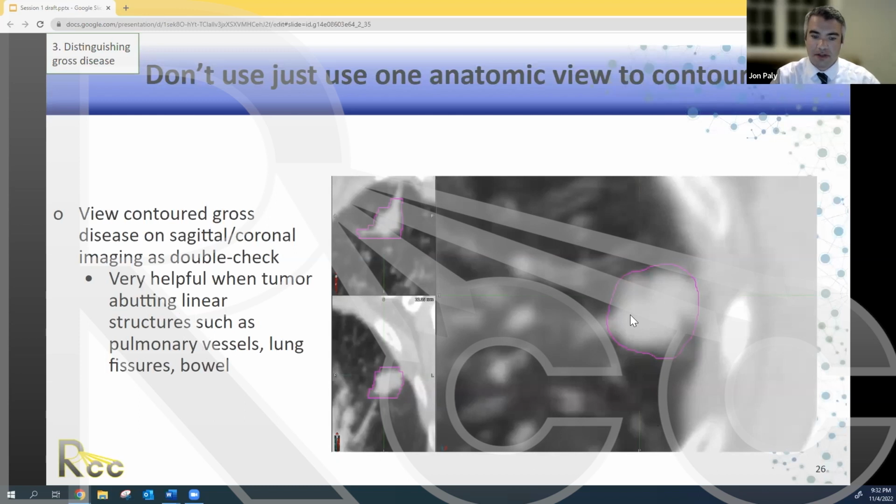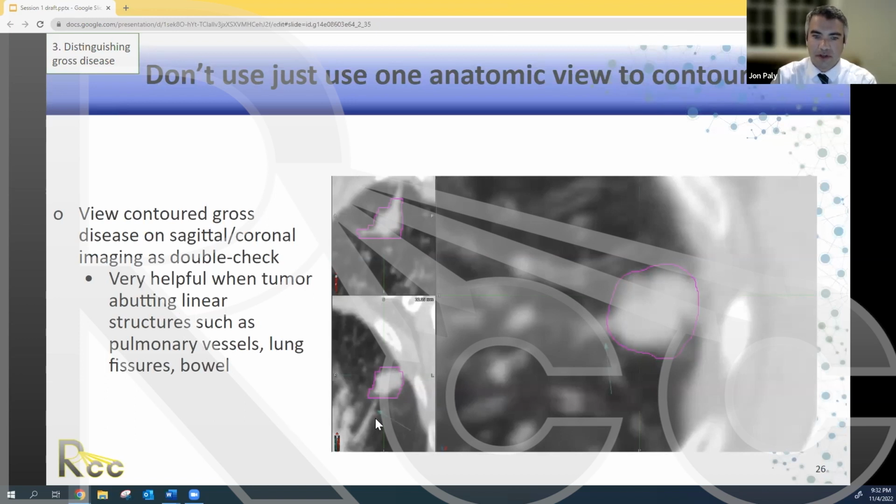So you'll note here in this picture, where I've contoured the GTV, that there is this medial area that looks like it could, can you guys see my mouse okay? Yeah, so you can see this medial area here that looks concerning for possible creeping of tumor.